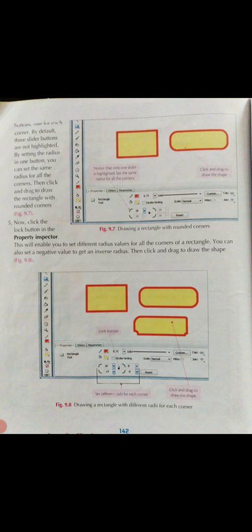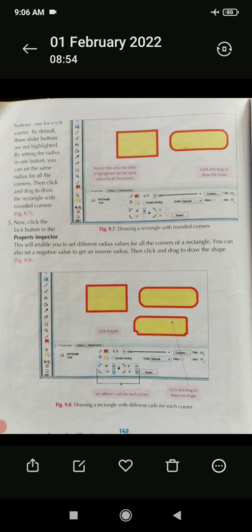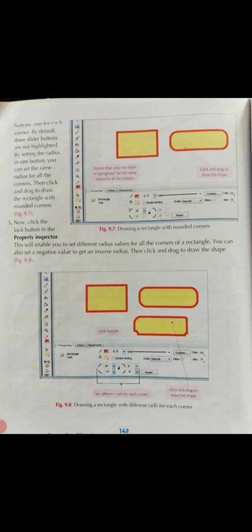Which will enable us to set different radius values for the 4 corners of the rectangle. Means here we have to change the radius, then only our rectangle corners can be changed. Moreover, you can also give a negative value. Negative value means what? Starting with minus. Minus 1, minus 2, minus 20, minus 25, whatever. Clear this much? No doubts regarding this? Then click and draw the shape. Whatever rectangular shape you want, you can click and draw it.